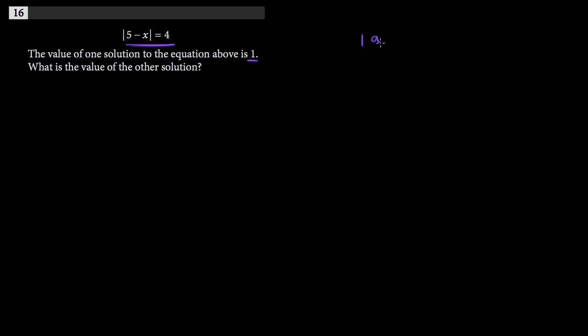example. Let's say the absolute value of A is equal to 5. Just an example. Well, what is A? A can be 5 and A can also be minus 5. Okay, and we're going to use the same concept with this.